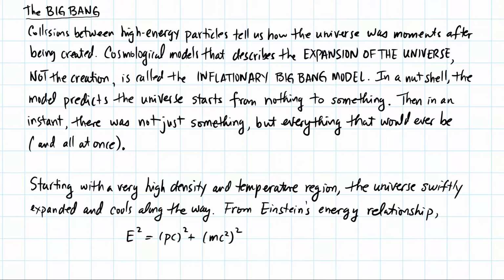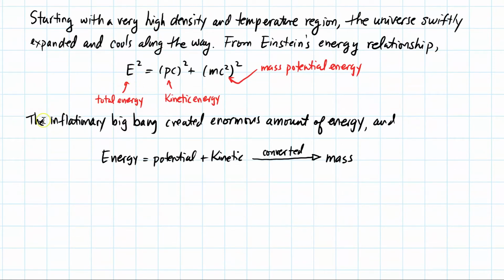From Einstein's energy relationship, which says that E squared is equal to (pc) squared plus (mc²) squared, this says that the total energy on the left side is equal to a kinetic energy term plus a mass potential energy term. What this equation tells us is that in the inflationary Big Bang, it created an enormous amount of energy.